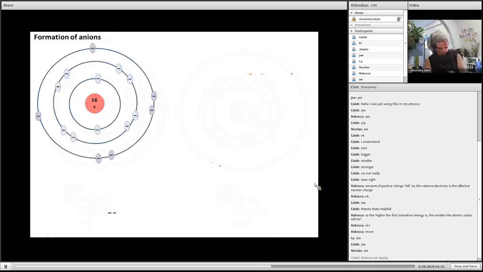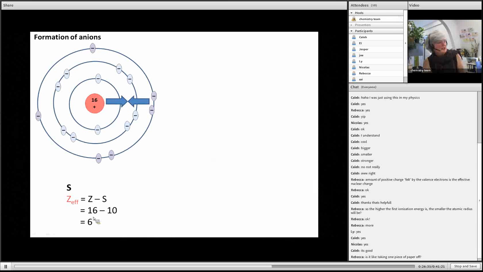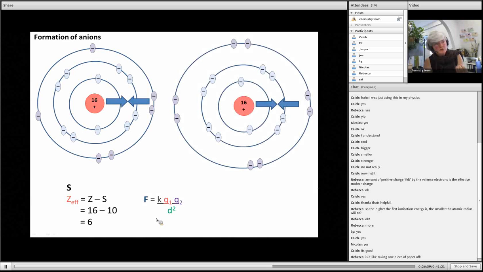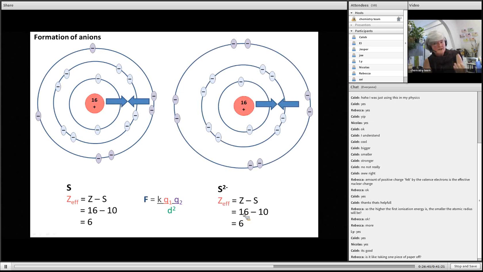Okay, formation of anions is pretty much the same. Here we keep the same effective nuclear charge because, can you see, I've added an extra electron there? We have not changed the nucleus at all.